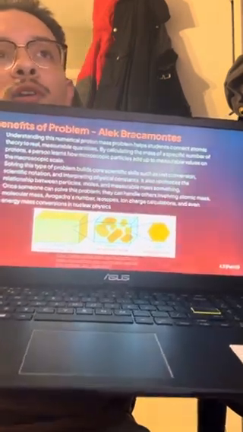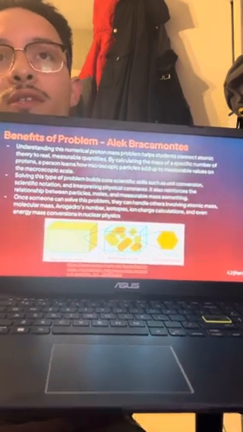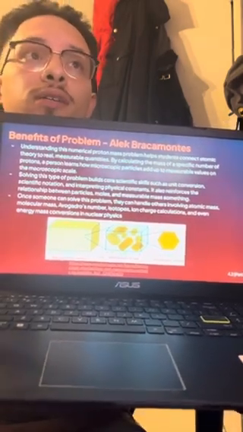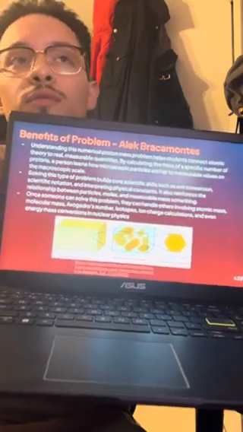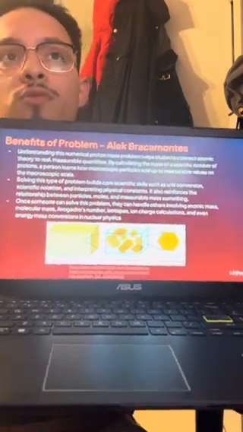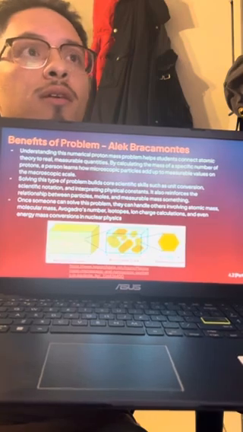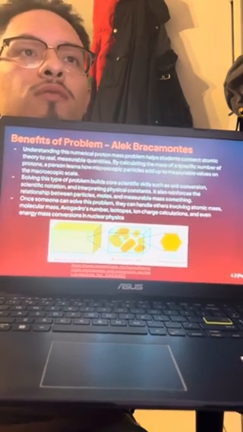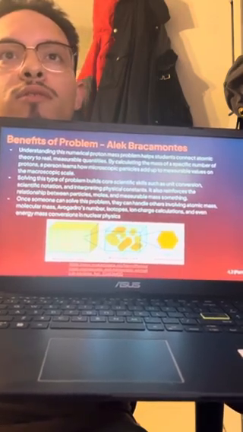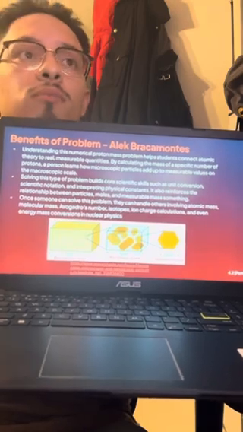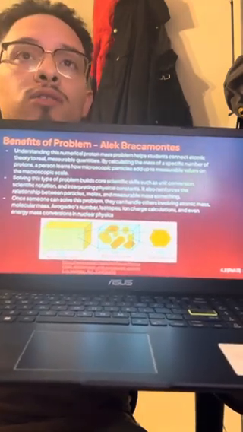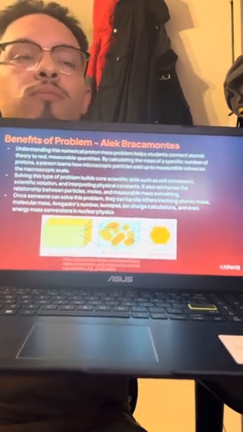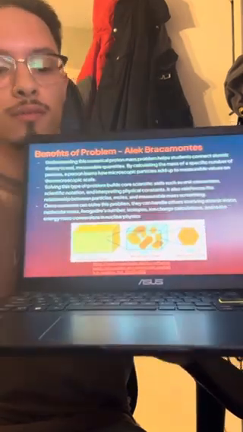Solving this type of problem builds core scientific skills such as unit conversion, scientific notation, and interpreting physical constants. It also reinforces the relationship between particles, moles, and measurable mass. Once someone can solve this problem, they can handle others involving atomic mass, molecular mass, Avogadro's number, isotopes, ion charge calculations, and even energy-mass conversions in nuclear physics.